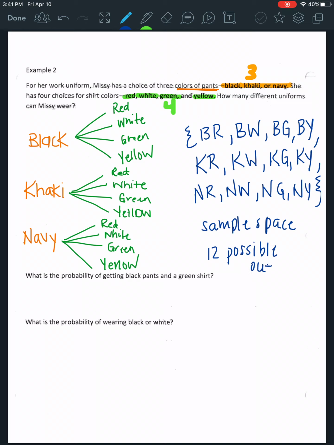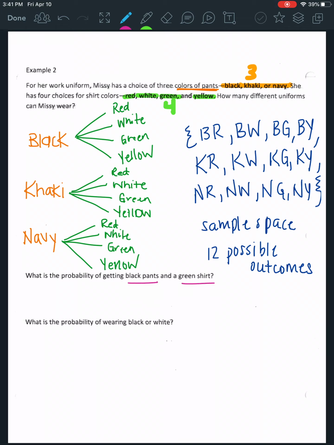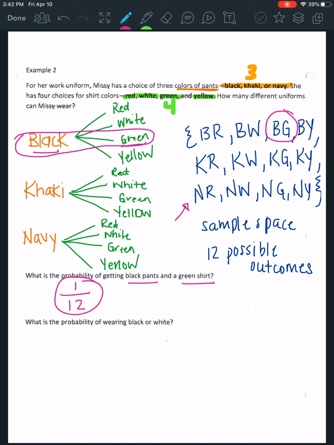Now let's take a look at our probability. We can use tree diagrams to find probability. So let's take this first example. What is the probability of getting black pants, green shirt? You can look at the sample space over here, or you can look at the tree diagram and find black pants, green shirt. So there is one possible outcome for that. Here's that black pants, green shirt. So one favorable outcome out of 12 total outcomes. So there's our probability, 1/12.